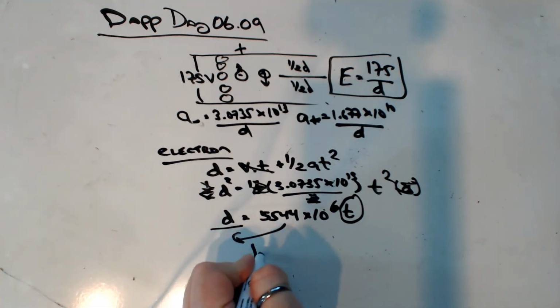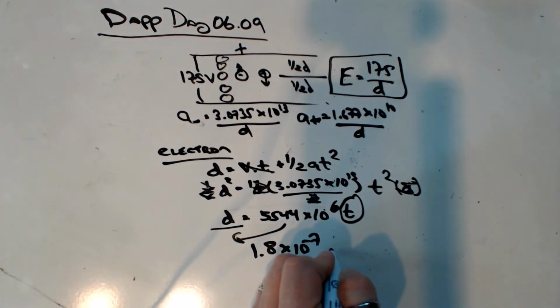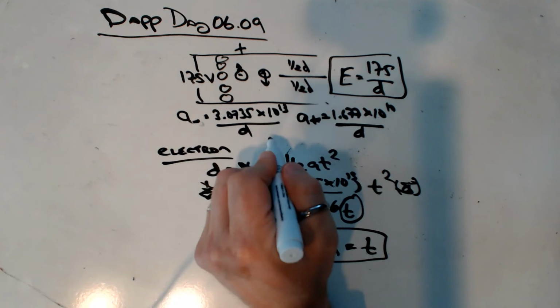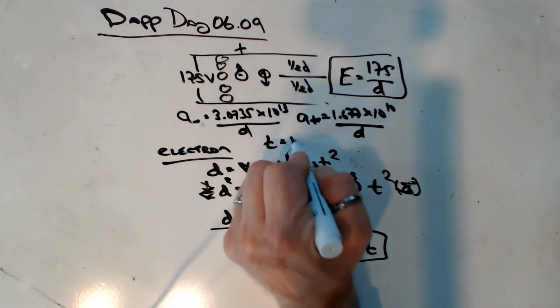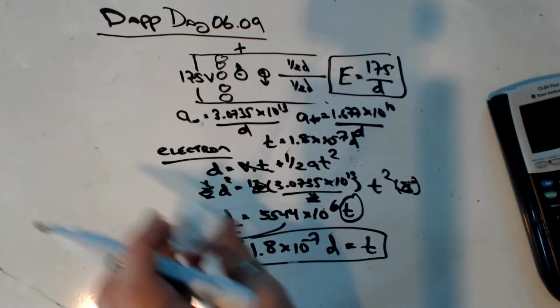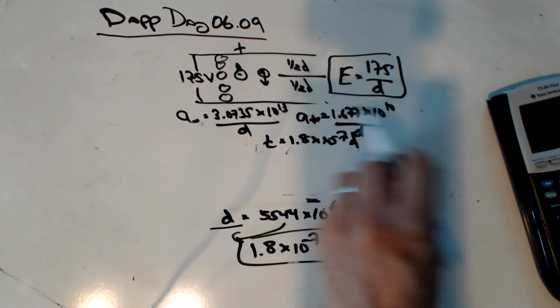So 1.8 times 10 to the negative 7 d equals t. So the time is 1.8 times 10 to the negative 7 d. Now, that's what I can glean from the electron.